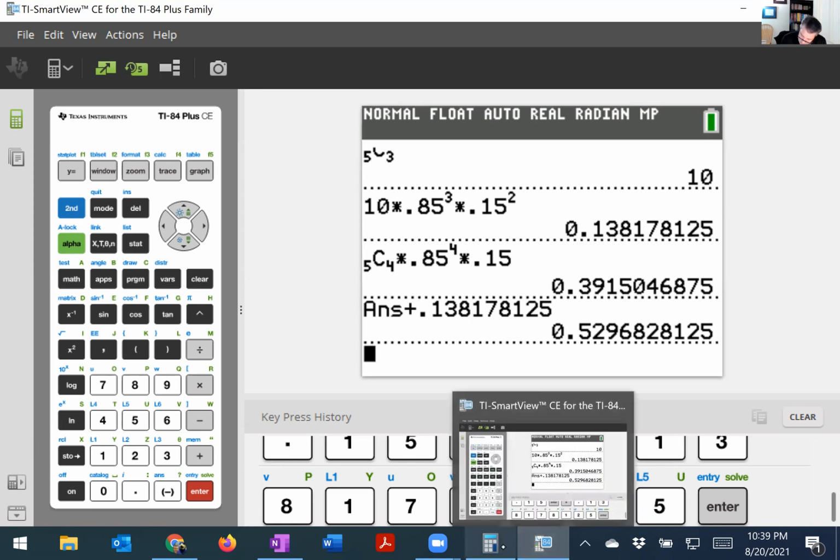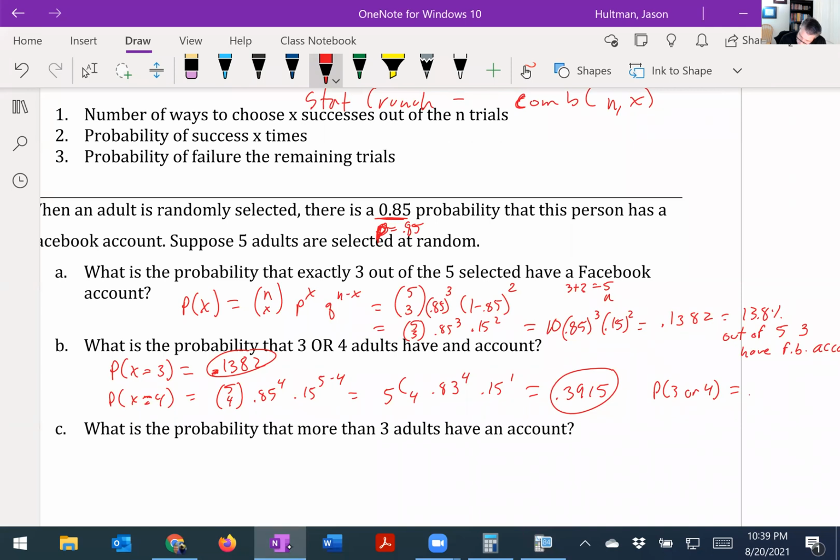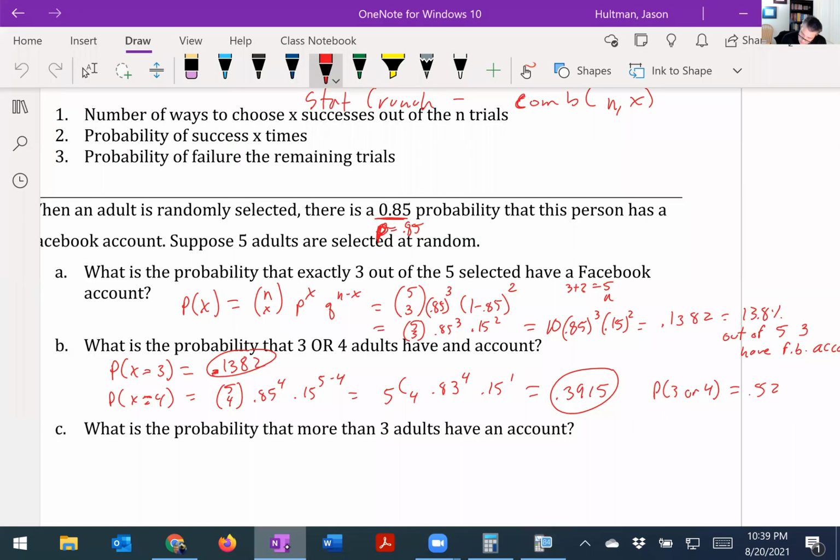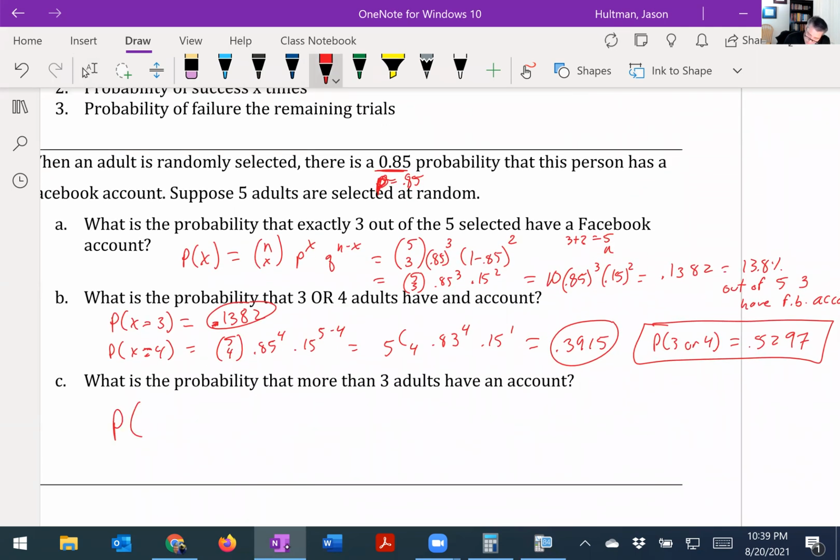So let me grab that here. 0.5297. That's the probability of 3 or 4. Okay, what is the probability that more than 3 adults have an account? Well, the probability that more than 3 adults, x is greater than 3, is the probability that x is equal to 4 or 5. So I would have to figure out what is the probability of 5.